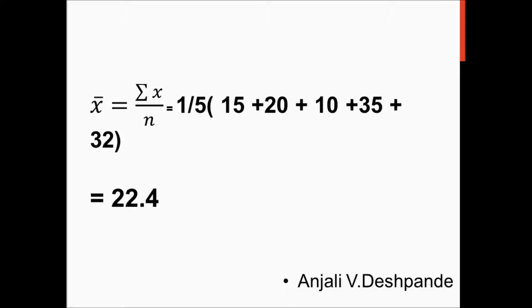So here we are seeing the direct method. In the direct method, what you have to do? You have to add all the observations given, divided by the total number of observations. So this is summation x divided by n, where x stands for the individual observations. In the problem statement, the values were 15, 20, 10, 35 and 32, all divided by the number of observations, which is 5. So we get that the arithmetic mean of the profit earned is 22.4 crores.